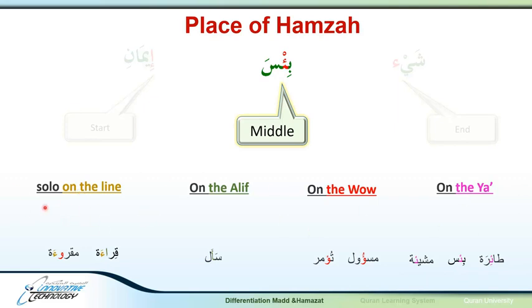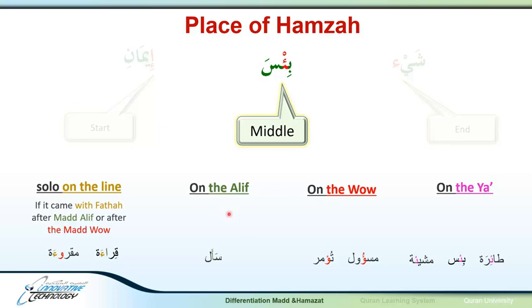The rule to write it solo on the line is if the hamza comes with a fatha, after a mad alif or a mad waw, an alif mamduda or waw mamduda, as in qira'a, mad alif, maqru'a, mad waw. In those cases, we write the hamza solo on the line.